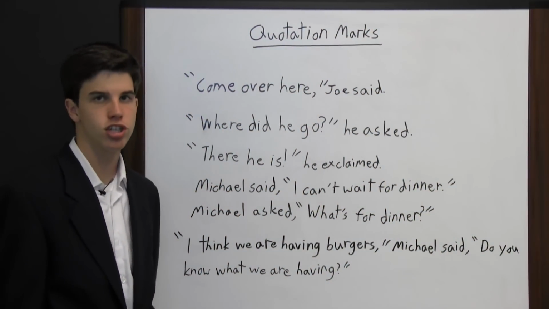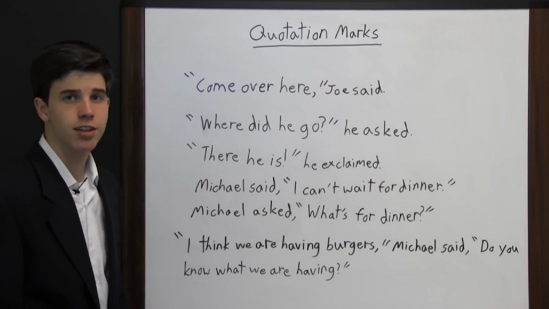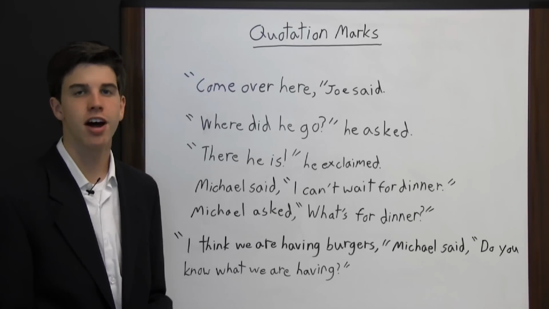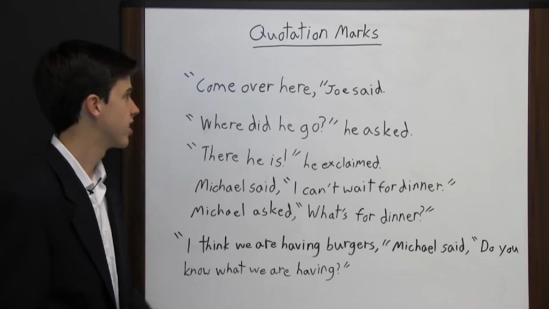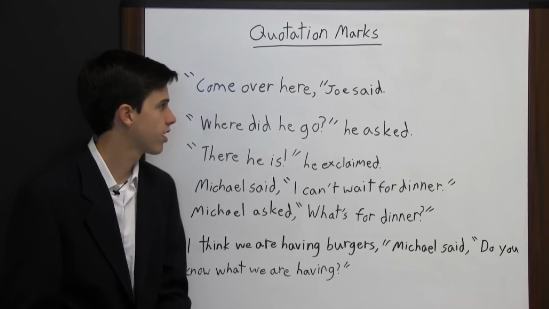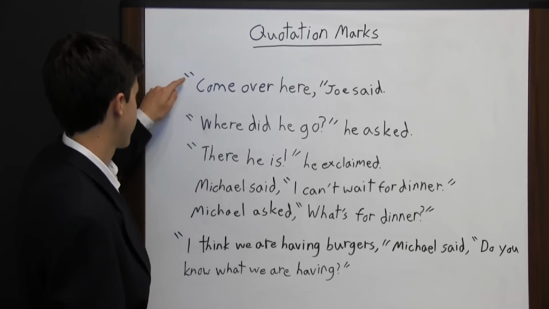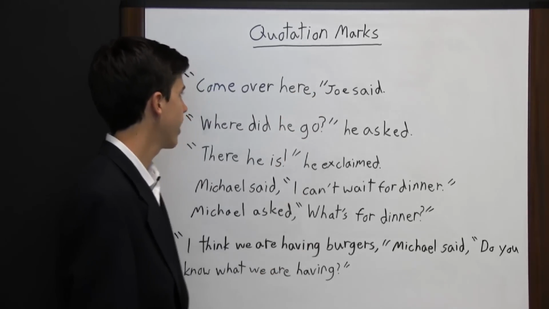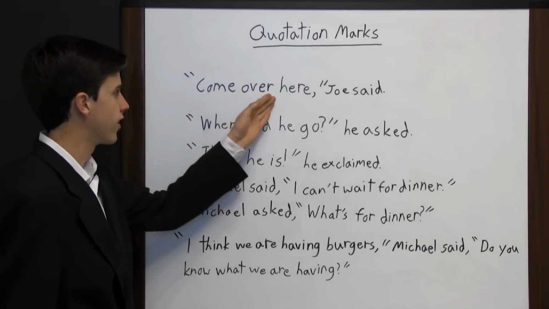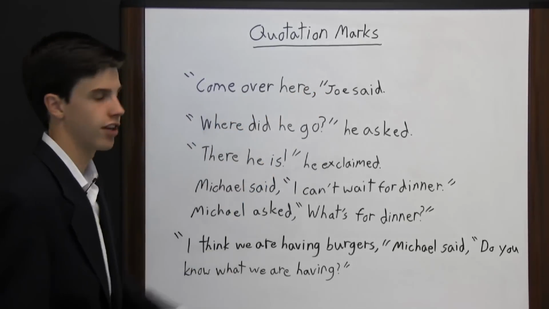Quotation marks are used to show that the words inside the quotation marks are someone else's, not the writer's own. So look at this sentence. "Come over here," Joe said. So the quotation marks right here and right here are conveying that the writer did not say come over here. Joe said come over here.